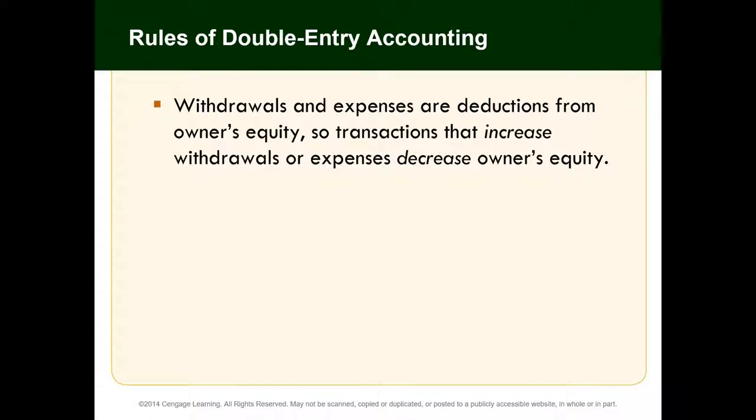That's the easiest way to remember. Assets, expenses, and withdrawals, when they increase, they are debited. When they decrease, they are credited. And treat liabilities, revenues, and capital the same way. When they increase, they are credited. When they decrease, they are debited. All right? Now, these are the basic rules. If you really understand these rules, you're going to be really good.